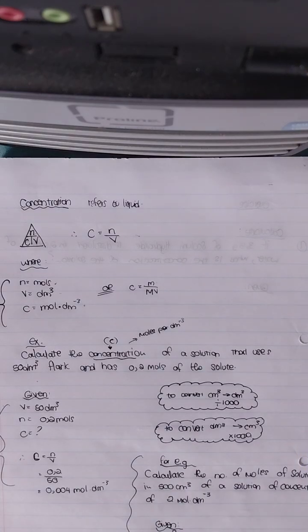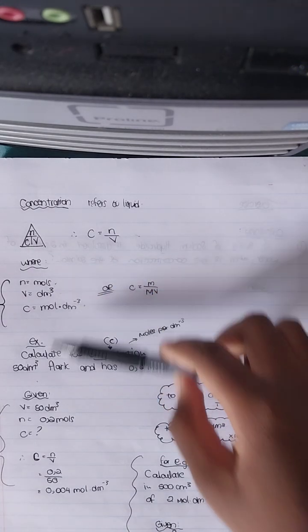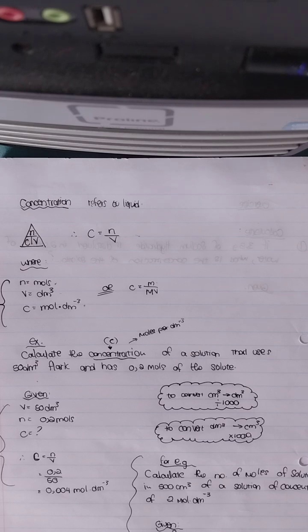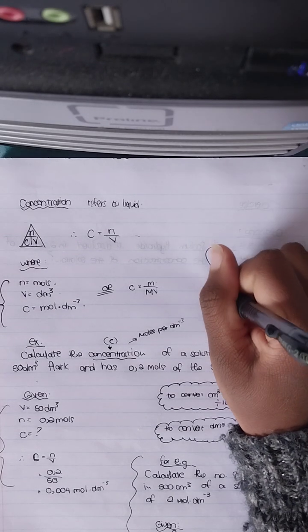So this is where the units are measured in. N is measured in moles, V is measured in dm cubed, and C is measured in mole per dm cubed. Okay? So for example, I'm just going to write it down here for you.